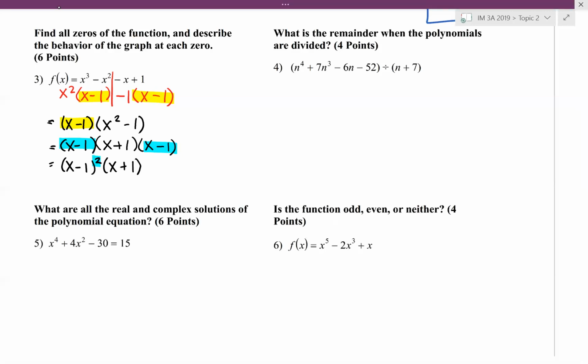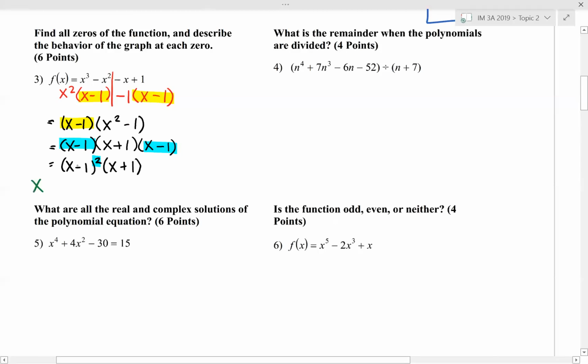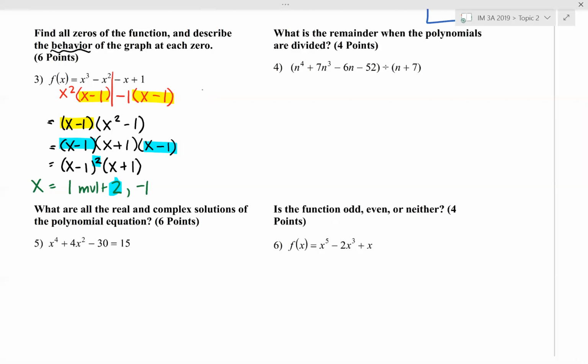So when I'm finding my zeros, this zero of positive 1 has a multiplicity of 2. And then this factor of negative 1, this zero of negative 1, does not have any multiplicity. So remember that when I have an even multiplicity, the graph is touching the x-axis. So the behavior is asking us what the graph is doing at 1 and at negative 1.